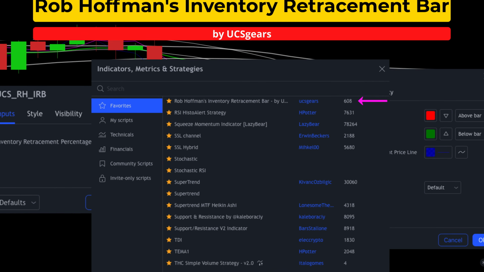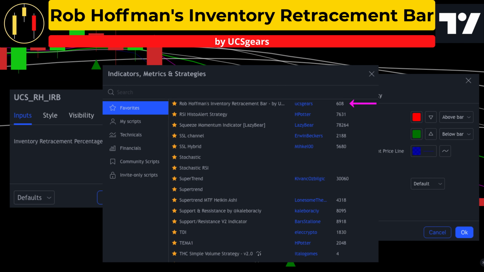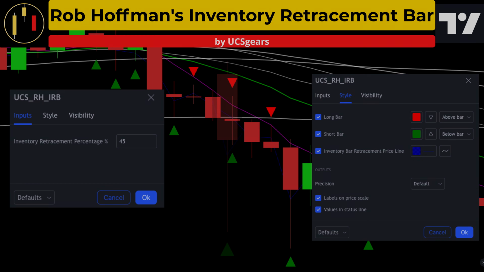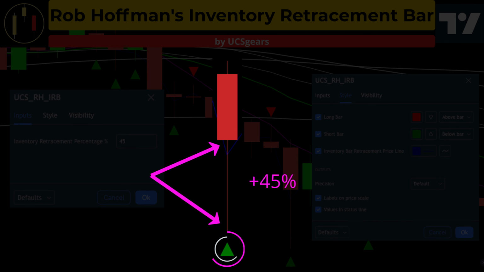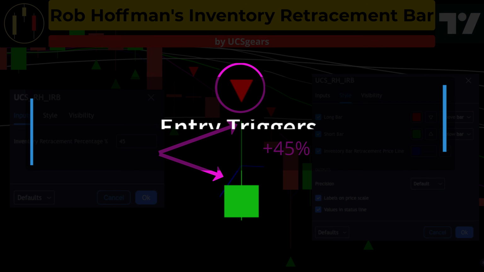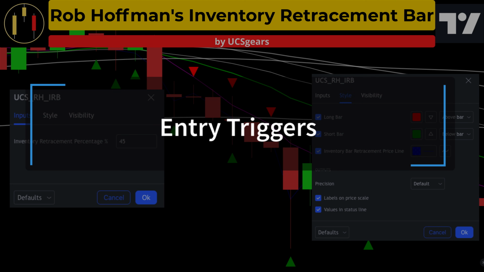The first indicator is the Rob Hoffman inventory retracement bars. Inputs and style will be kept at default. This indicator will print a green triangle below a candle that has retraced at least 45% to the upside, and a red triangle above a candle that retraces 45% or more in the bearish direction. This indicator will provide our entry signals.